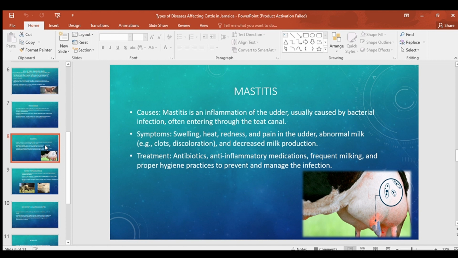If you look at the image, you can see how this animal is hunched. You can see how it looks inflamed, it looks red, it looks stiff. That's a clear sign of mastitis right there. You can see the swollen feet. That's a clear sign of mastitis right there.